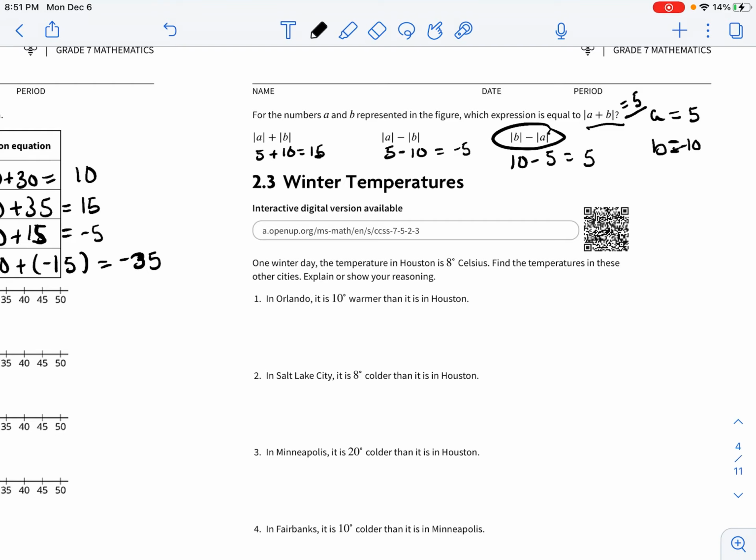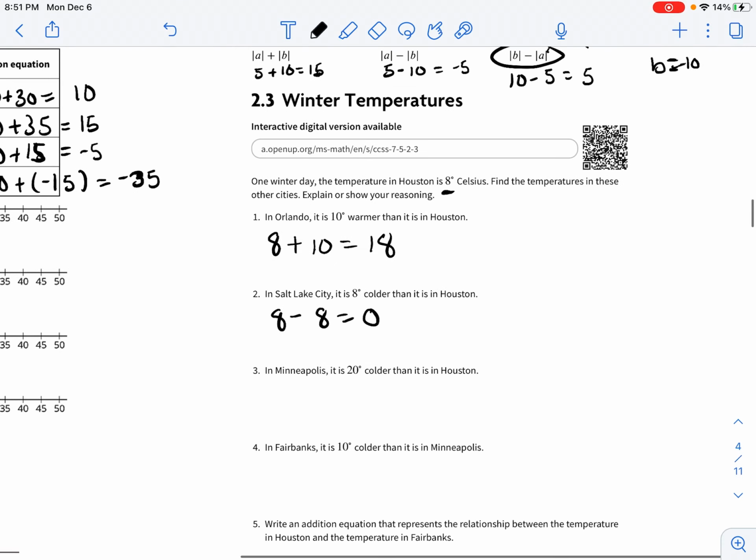So it says in Orlando it is 10 degrees warmer than in Houston. Well, right here we're told that Houston is 8 degrees. So that would be 8 degrees plus 10 degrees, which equals 18 degrees, because it's warmer, so we're adding. Next one, we start with 8. It says Salt Lake City is 8 degrees colder. So now colder is subtraction, so we're going to minus 8. And that's going to tell us that the temperature in Salt Lake City is 0.